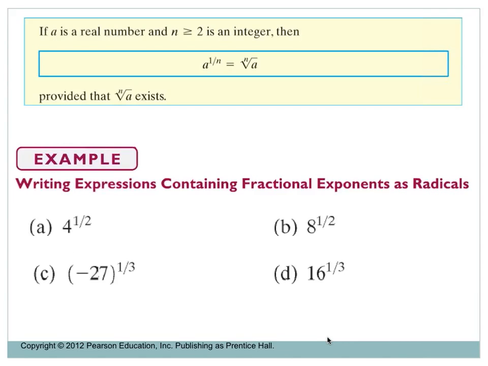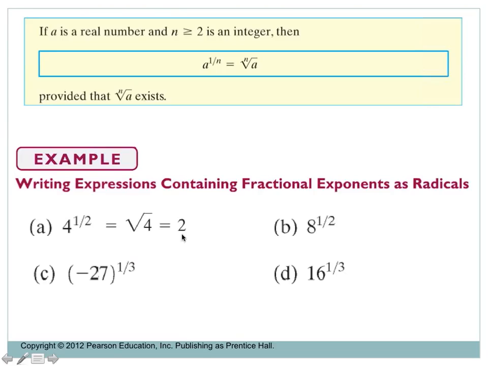Okay, if a is a real number and n is greater than or equal to 2 is an integer, then a to the 1 over n power is the same thing as the nth root of a. So that means we can rewrite square root as an exponent, which is 1 over 2. If you look at these problems here, we have 4 to the 1/2 power. That's just going to be the same thing as the square root of 4. So whatever is in the denominator here, that is your new root, and you just ignore the 1. So the square root of 4 is just 2. So this answer is just 2.